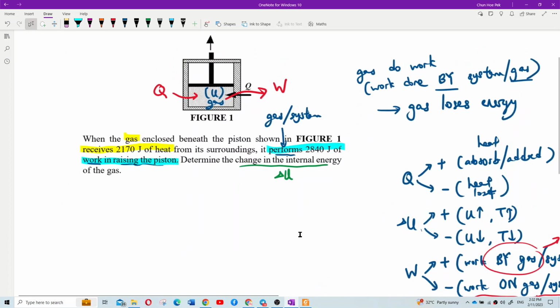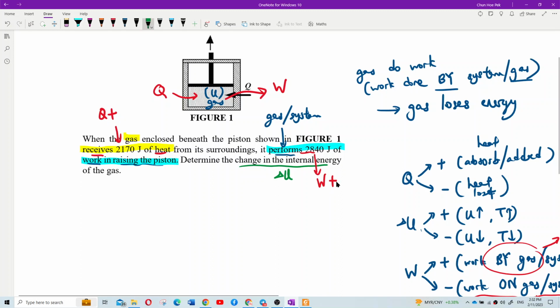Okay, class, let's investigate. This one received heat, right? Receive heat, absorb heat. So this one should be Q positive. And then the gas performs this amount of work. That means the gas does work, isn't it, class? The gas got do work, so positive lah. Positive work. If you compress the piston, it means the gas does not do any work, so negative. If the gas does work, positive. Remember like that.